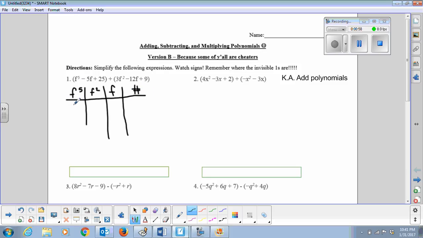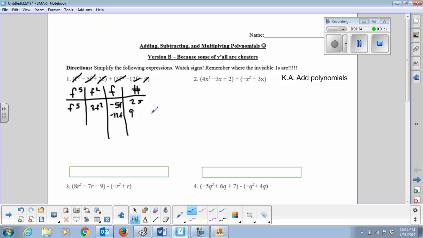So f to the power 5 goes in this first group. Negative 5f goes in that third column. And then positive 25 at the end. Again, that plus sign in the middle doesn't change anything. So we have 3f squared in our second column. Then negative 12f. And then positive 9.